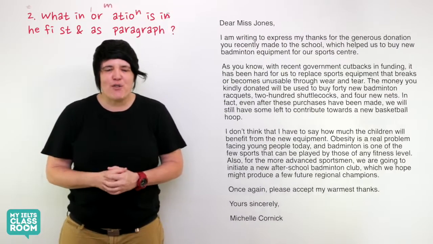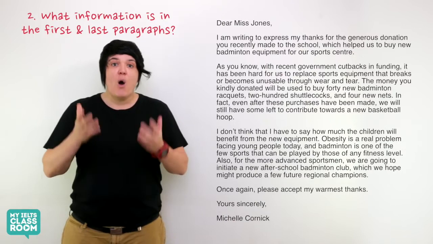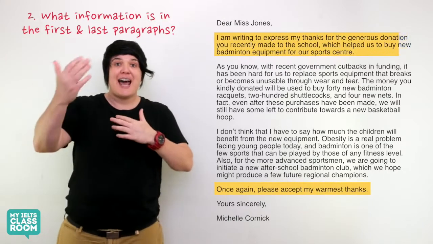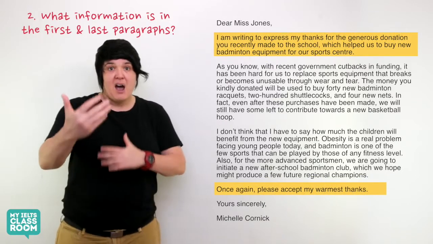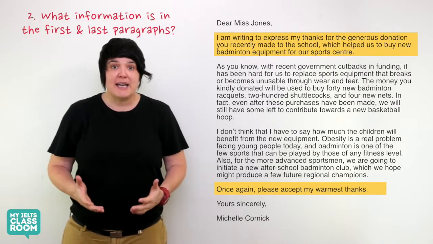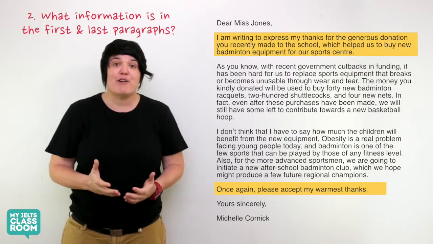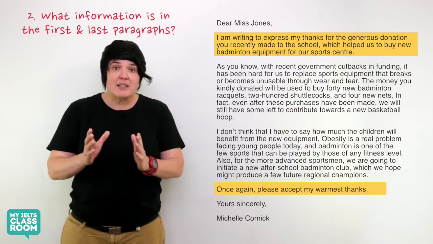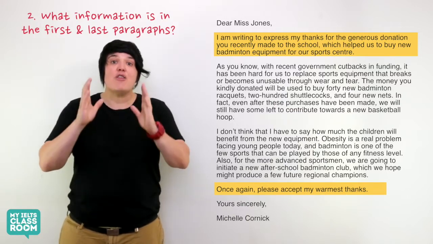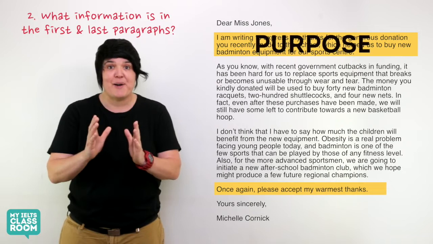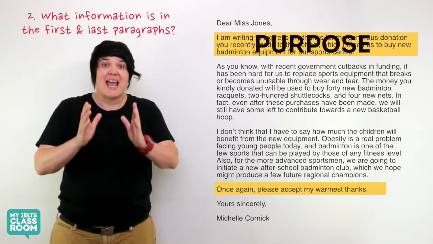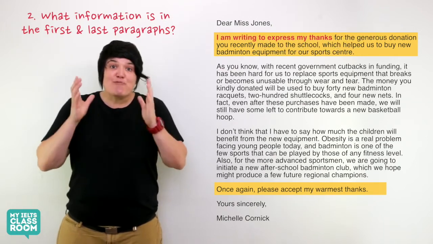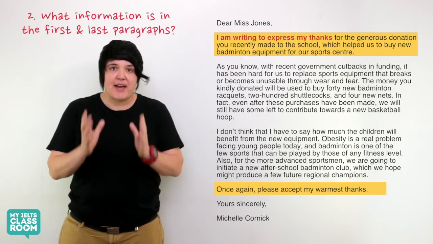Right, let's move on then to question number two. What information does the writer include in the first and last paragraphs? I have to say, these are probably the most important paragraphs in the essay. In the first paragraph, the writer clearly states the purpose of the letter. This is a letter to say thanks. So the writer says, I am writing to express my thanks.